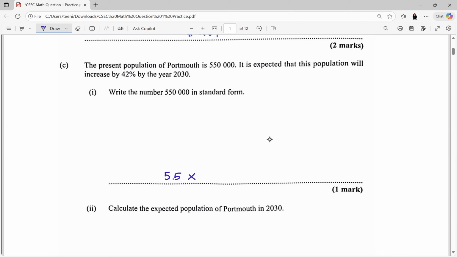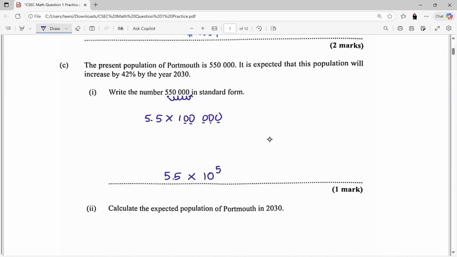So that would be 5.5 times 10 to the power of, well, if the point is here, that's one, two, three, four, five places. So it'll be 10 to the power of 5, right? And that is how you write 550,000 in standard form. 10 to the power of 5 is 100,000, so 5.5 times 100,000. You move the point 1, 2, 3, 4, 5 places.